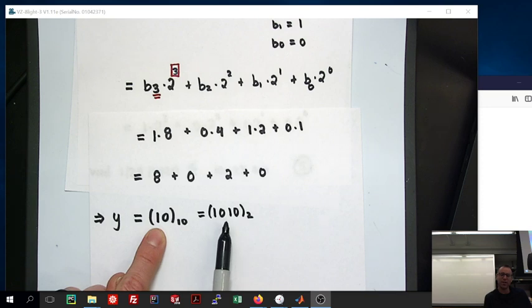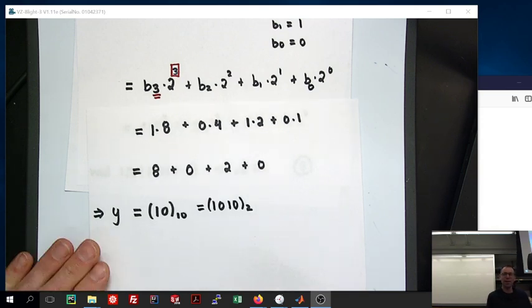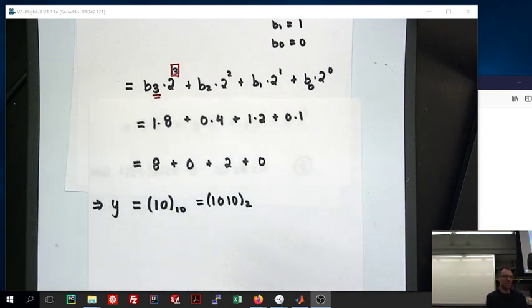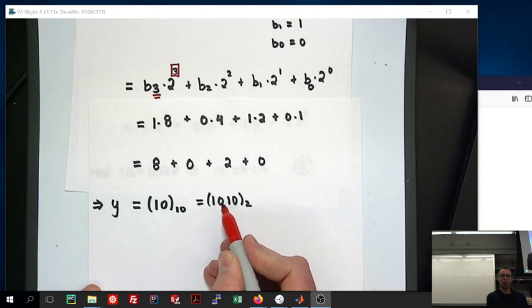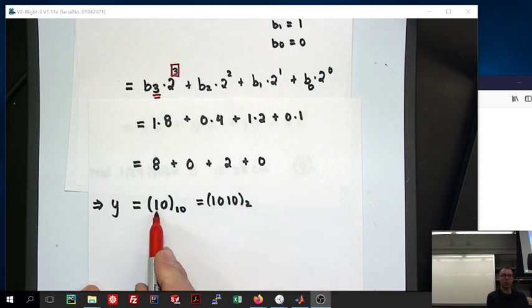So what's the claim here? Yeah. And in fact, think about it this way. This number has 1 8, 0 4s, 1 2, and 0 1s. Because this number has 1, 10, and 0 ones, right?